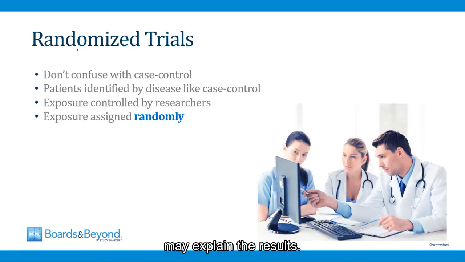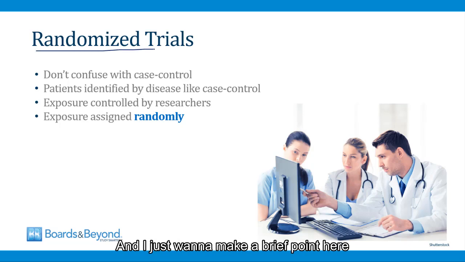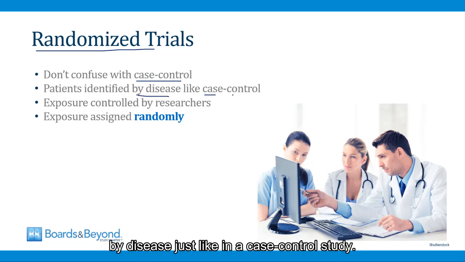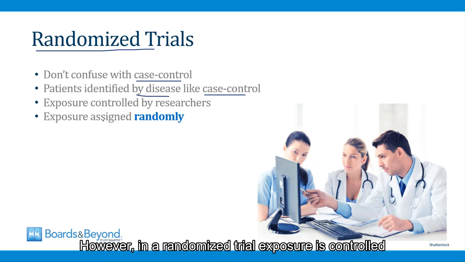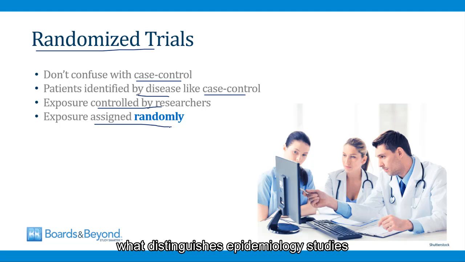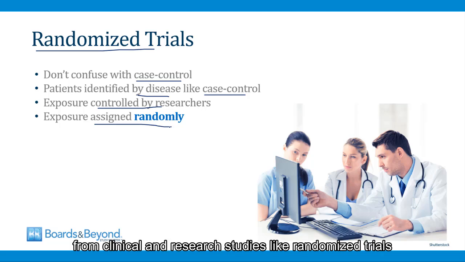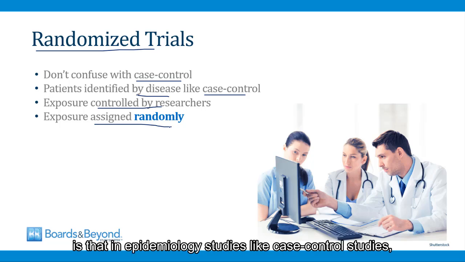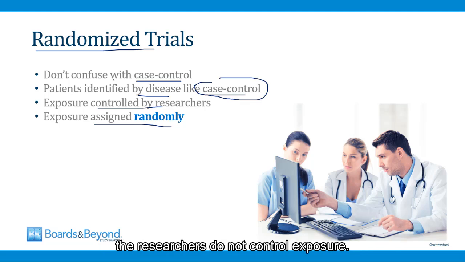In the video on clinical trials, I talk about randomized clinical trials, and I just want to make a brief point here that you should be careful not to confuse randomized clinical trials with case control studies. In a clinical trial, patients are identified by disease, just like in a case control study. However, in a randomized trial, exposure is controlled by researchers and assigned randomly. And as I mentioned earlier in this video, what distinguishes epidemiology studies from clinical and research studies like randomized trials is that in epidemiology studies like case control studies, the researchers do not control exposure.